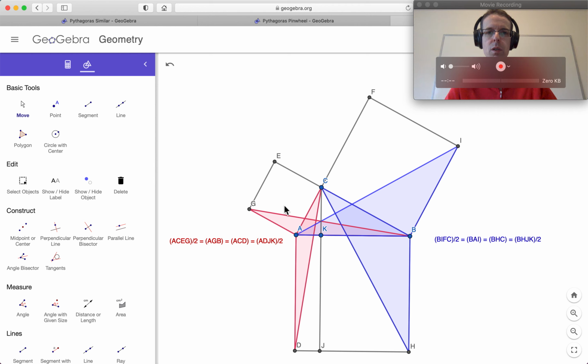Well, if this square matches in area this rectangle, and this square matches in area this rectangle, then certainly when you put the two areas together, you get the area of this larger square. So A squared plus B squared agrees with C squared. Let's talk about the various merits of this proof, of all three proofs.